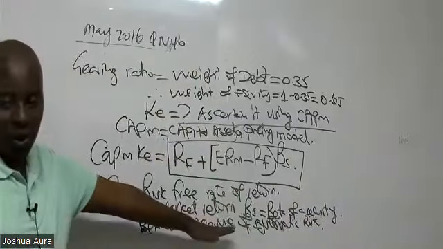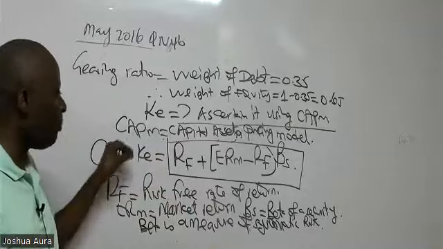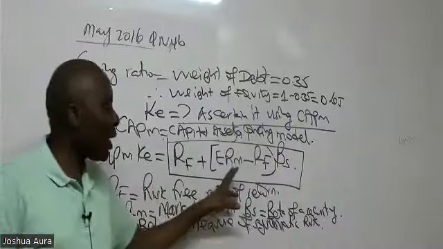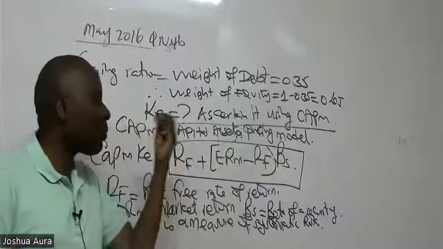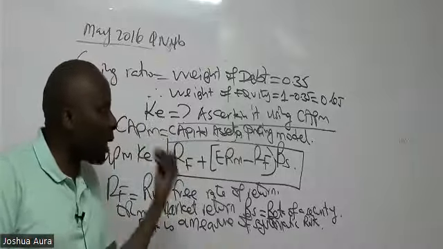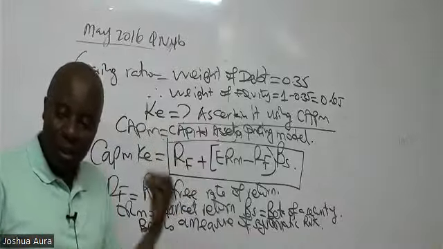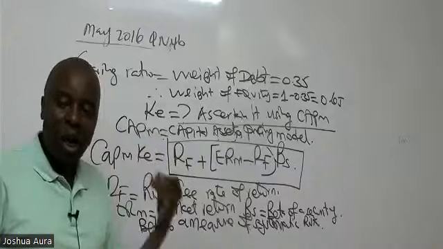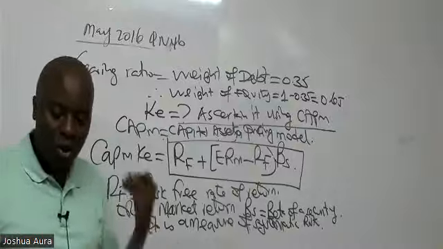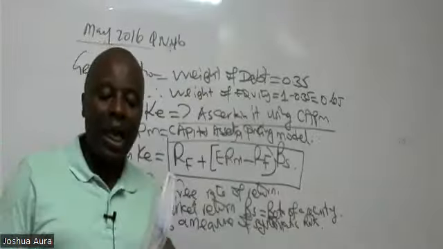Don't worry about systematic risk. For now, the thing that I would want you to cram here is that CAPM, cost of equity, will always be equal to risk-free plus ERM minus this risk-free, to be able to get the risk premium. And once I have the risk premium, it must always be multiplied with the beta of a security. So let us use this acquired knowledge to calculate the CAPM cost of equity using the information given in the last paragraph.